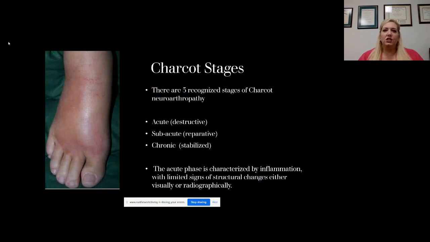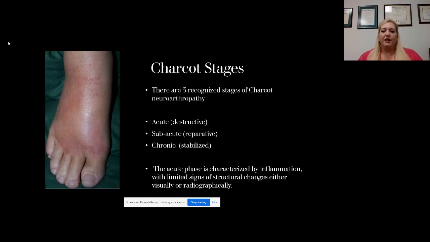There are three recognized stages of Charcot. We have the acute, which is the destructive phase, and the subacute, which is the reparative phase. The body is trying to repair all the damage, kind of put Humpty Dumpty back together again, if you will. And then the chronic or stabilized stage, with that rocker bottom foot. Unfortunately, we mostly see patients in the late acute, subacute, or even chronic phase because of that lack of sensation. They just don't get to us early enough.